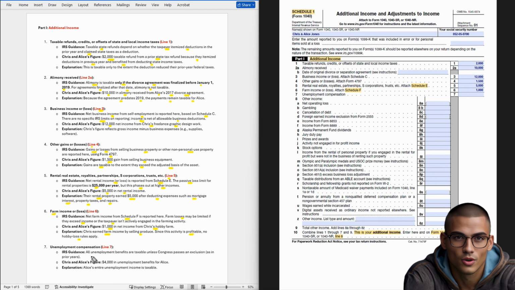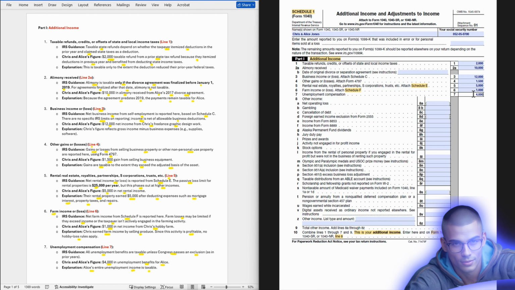Next, on line 7, we have unemployment compensation. So all unemployment benefits are taxable unless Congress phases out an exclusion. So Chris and Alice had $4,000 in unemployment benefits for Alice, and Alice's entire unemployment income is taxable in this situation. So the unemployment compensation on line 7 would be $4,000 for Alice.